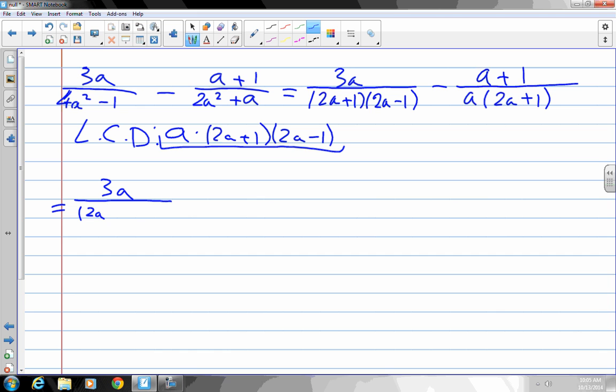So now, here's my first expression. I look at that denominator and I compare with the LCD. What is missing? What is the difference between the first denominator and the LCD? A. So that means I need to multiply the first expression by a over a. So multiplying by what's missing. I'm trying to get them all to have the same denominator, right?